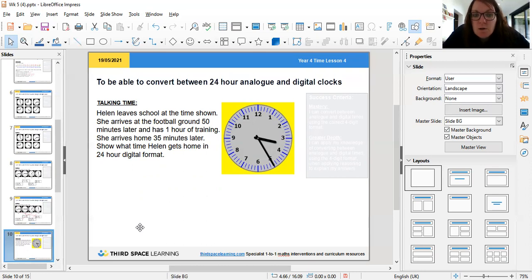Helen leaves school at the time shown. She arrives at a football ground 50 minutes later and has 1 hour of training. She arrives home 35 minutes later. Show what time Helen gets home in the 24 digital clock. So don't panic, there's lots to think about there. But it's not as hard as it sounds.